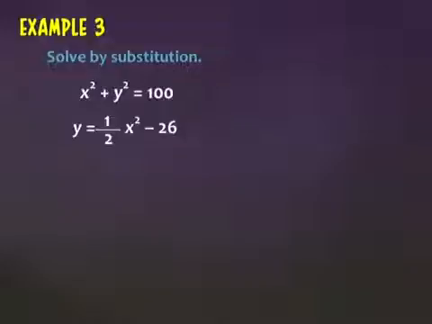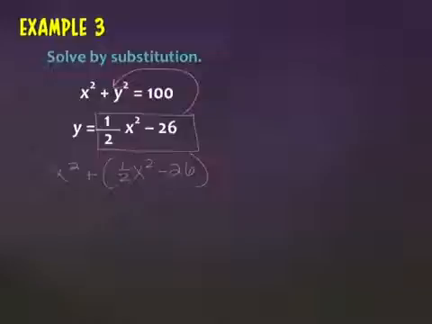When you're looking for substitution, I would look at these two and see: is there one that's, A, already solved for a variable, or B, easily solved without having to square root it? Yeah, the second one is already solved for y. So I'm going to take what y equals here and plug it in place of the y in the first equation. So I get x squared plus (1/2 x squared minus 26) squared equals 100.